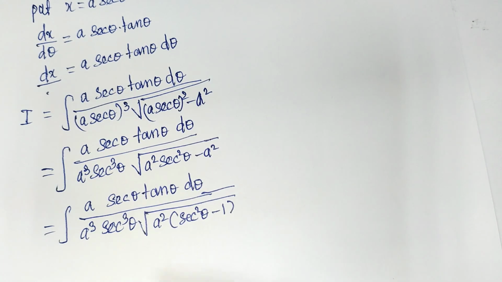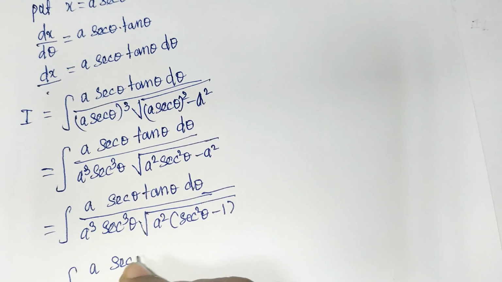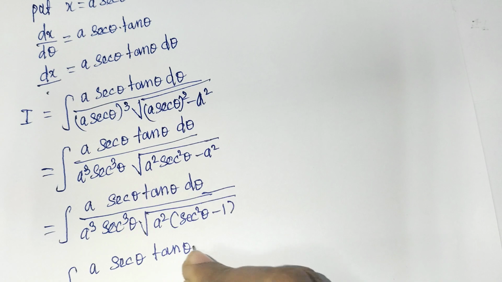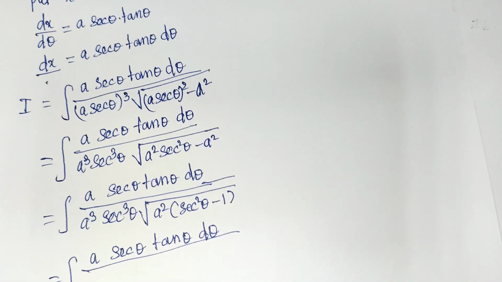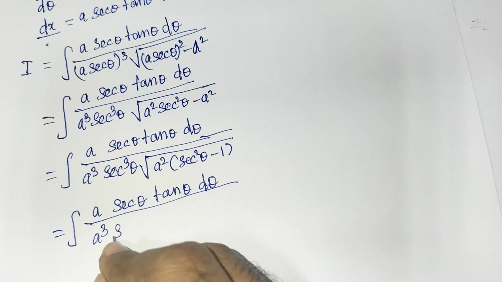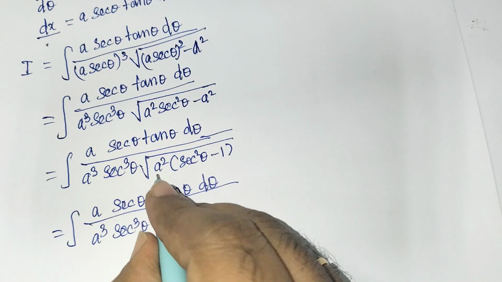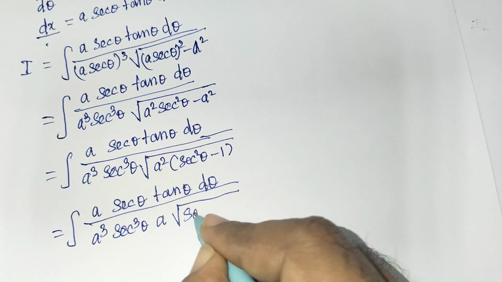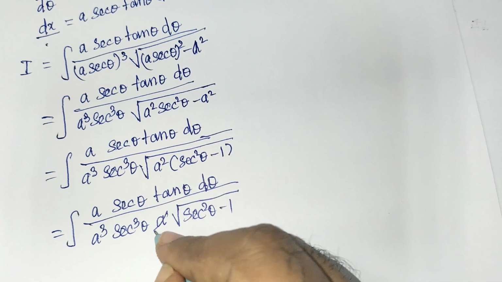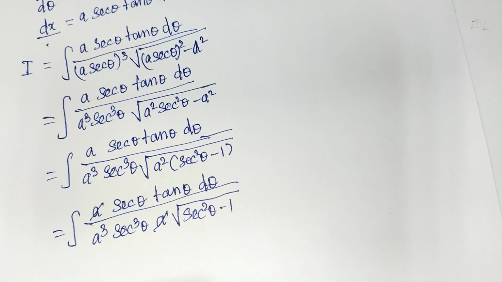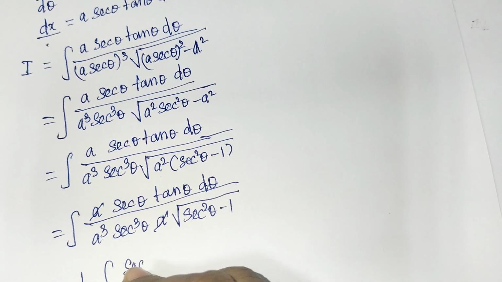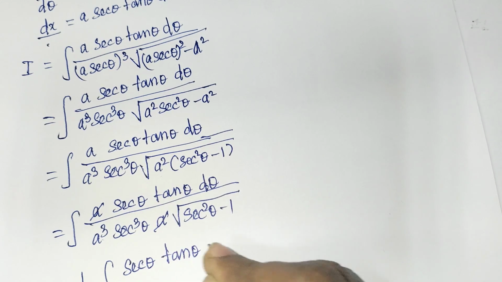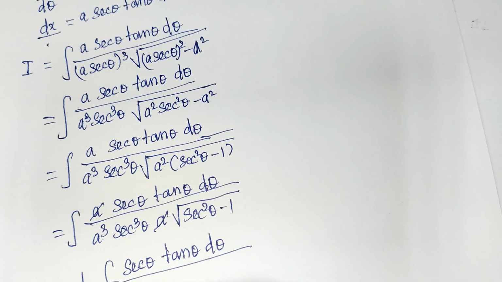Okay. So next, integral a secant theta tan theta d theta divided by this a cube secant cube theta, square root of this. A square I am taking outside. I will get a, square root of, I'll write remaining, secant square theta minus 1. This a will cancel. This 1 by a cube I am taking outside because it is constant. Integral secant theta tan theta into d theta divided by secant cube theta.